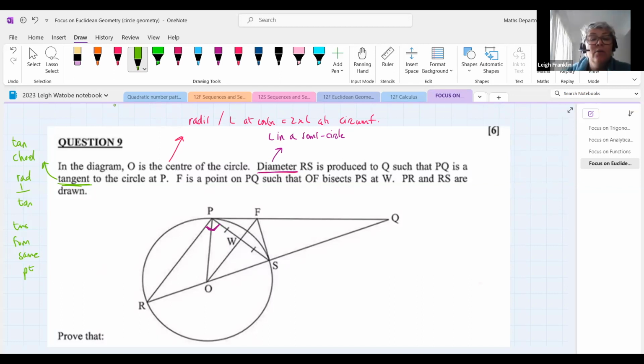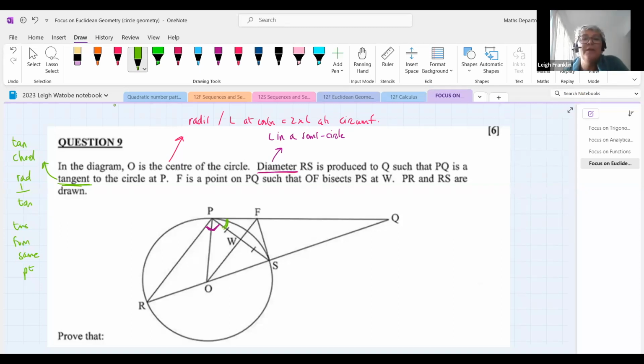Incidentally, if angle FPS, this angle over here, is the angle between the tangent and the chord, which angle would it be equal to? Which angle would it be equal to?